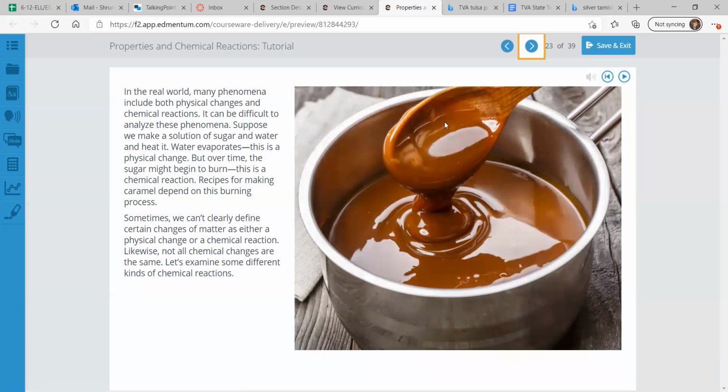In the real world, many phenomena include both physical changes and chemical reactions. It can be difficult to analyze these phenomena. Suppose we make a solution of sugar and water and heat it. Water evaporates, and this is a physical change. But over time, the sugar might begin to burn. That would be a chemical reaction. So something burning, that's a chemical reaction. Recipes for making caramel depend on this burning process. You're intentionally burning. Sometimes we can't clearly define certain changes of matter as either a physical change or a chemical reaction. Likewise, not all chemical changes are the same. So we're going to look at some different kinds of chemical reactions.